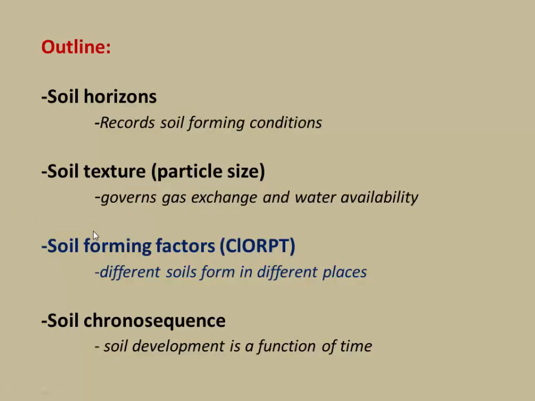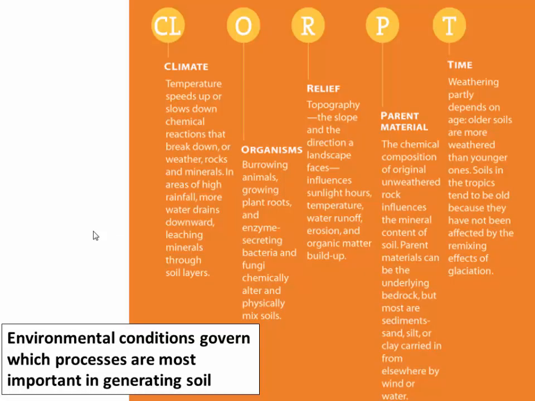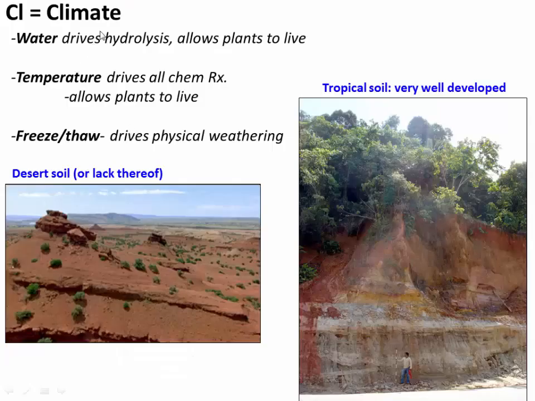Okay, so now we've looked at soils in great detail. Let's step back and think about the environmental factors that actually govern how soils form over time. And we think of 5 environmental factors. These are climate, organisms, relief, parent material, and time. And together, these make an acronym, which we call ClORPT. Okay? And we're going to look at each of these individually.